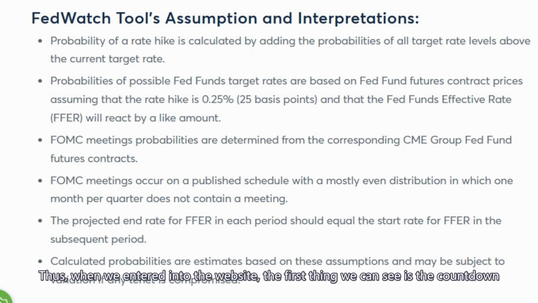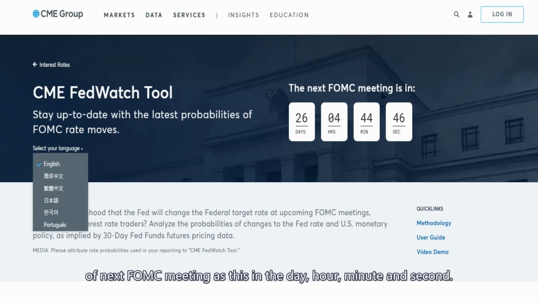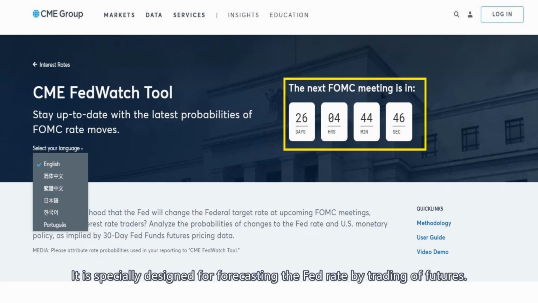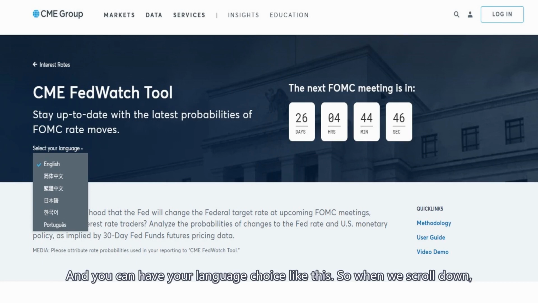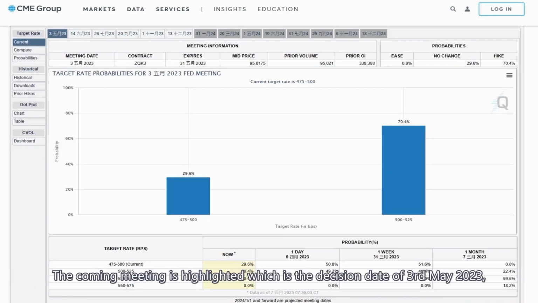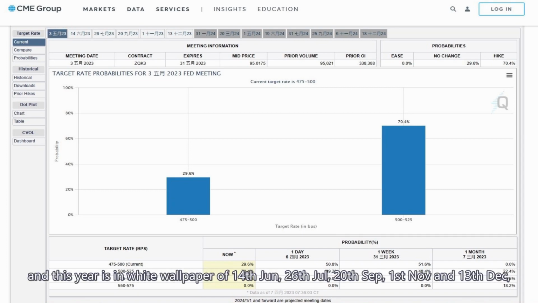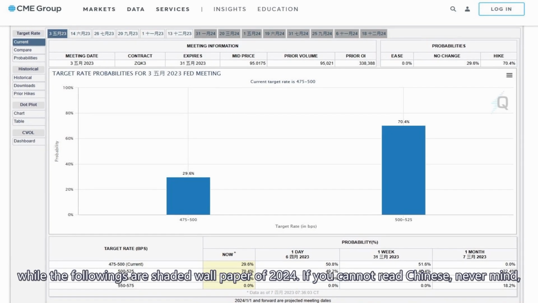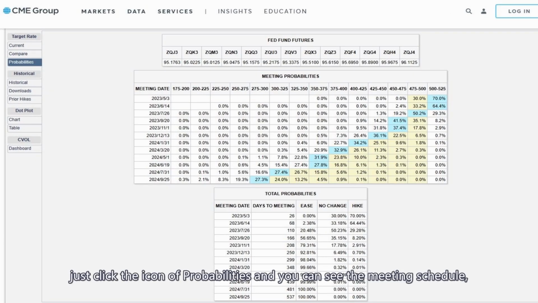Thus, when we enter the website, the first thing we can see is the countdown to the next FOMC meeting in days, hours, minutes, and seconds. It is specially designed for forecasting the Fed rate by trading of futures, and you can have your language choice like this. When we scroll down, even if you choose English or whatsoever language, the months are shown in Chinese. The coming meeting is highlighted, which is the decision date of 3rd May 2023, and this year is in white wallpaper: 14th June, 26th July, 20th September, 1st November, and 13th December, while the following are shaded wallpaper of 2024. If you cannot read Chinese, never mind, just click the icon of possibilities and you can see the meeting schedule.